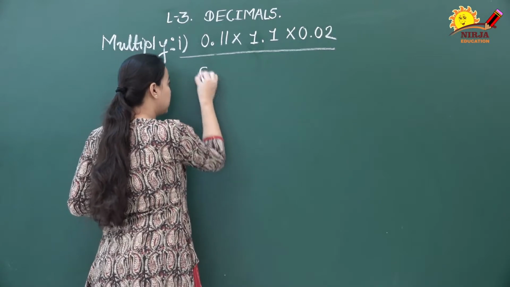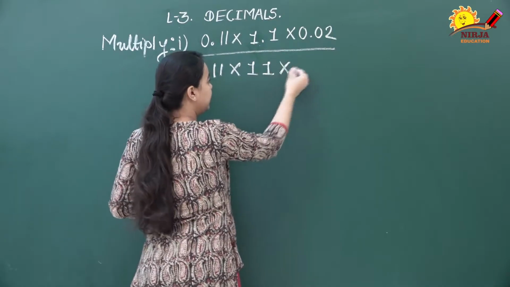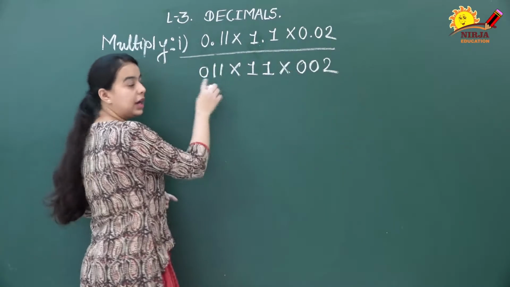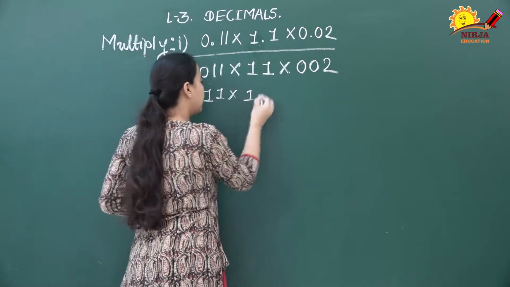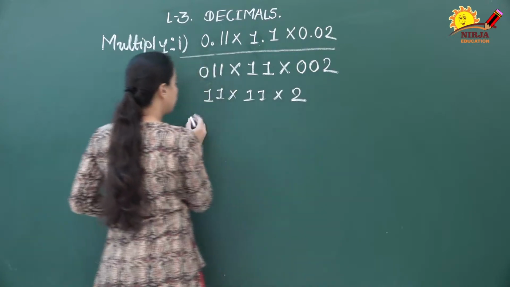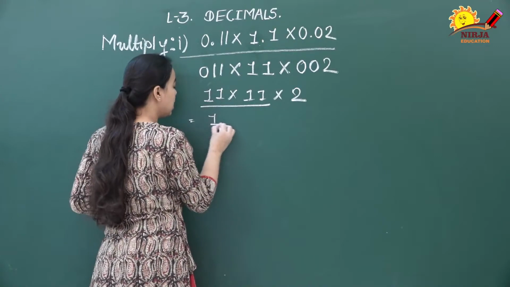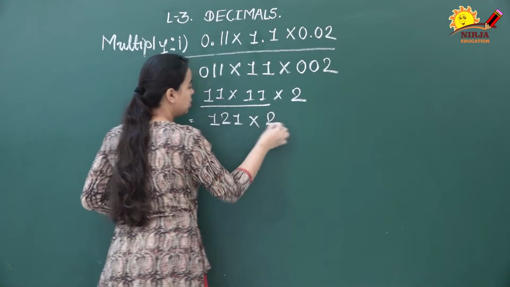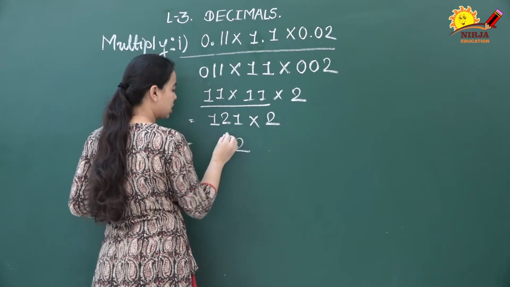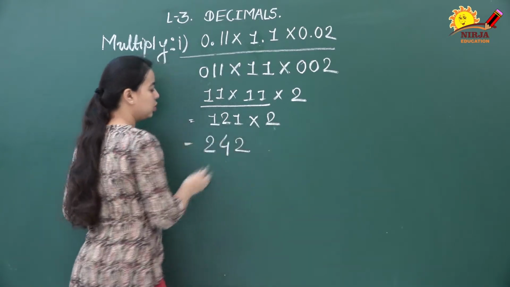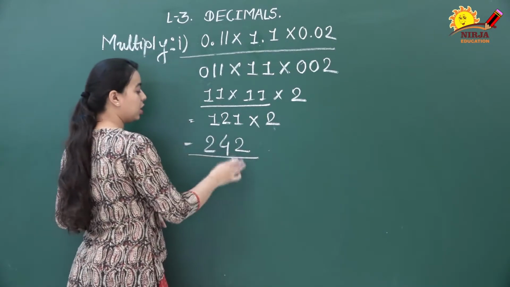0.11 will become 011 multiplied by, let's rewrite this 011 as 11 multiplied by 11 multiplied by 2. Now let's do the multiplication. If we multiply 11 by 11, that is 121 multiplied by 2. Let's multiply 121 by 2. 2 ones are 2, 2 twos are 4, 2 ones are 2. 242. So we got our answer as 242.